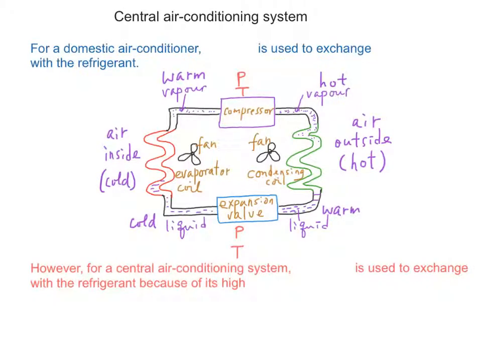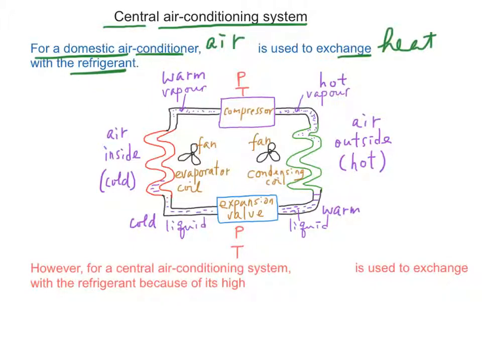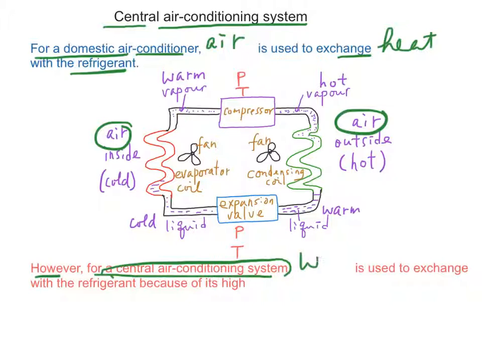Now, let's look at the central air conditioning system, 中央冷氣系統. For a domestic air conditioner, air is used to exchange heat with the refrigerants. However, for a central air conditioning system, we use water to exchange heat with the refrigerants because of its high specific heat capacity.